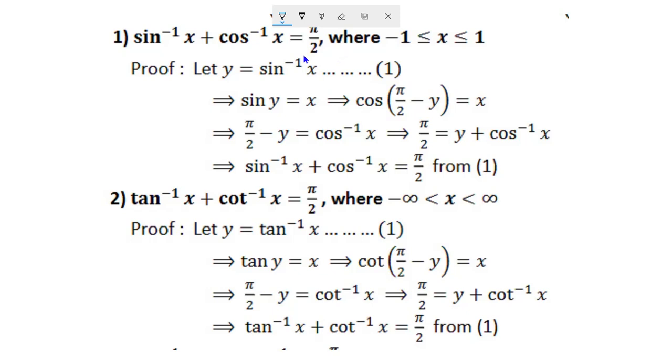Students, now let us discuss two important problems generally that will be asked in the exam. That is, prove that sin inverse x plus cos inverse x equal to pi by 2, where minus 1 is less than or equal to x less than or equal to 1. This condition should be given in the problem. Otherwise, sin inverse x and cos inverse x will not be defined. And generally, this condition will be given in the problem.